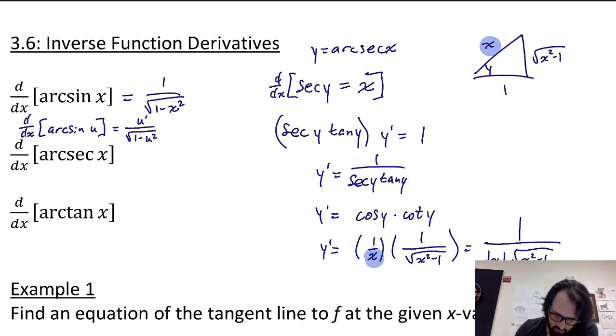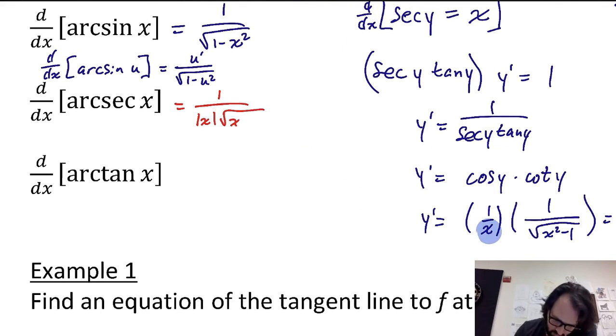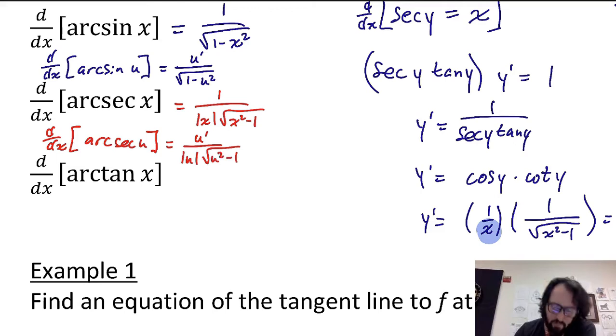So this is 1 over, let me do it in a different color so you can differentiate it a little bit better, 1 over the absolute value of x, square root x squared minus 1. All right, and same sort of idea. If I did this as arc secant of u, where u is a function with respect to x, then it would be u prime over absolute value of u times the square root of u squared minus 1. Right, that is invoking the chain rule there.